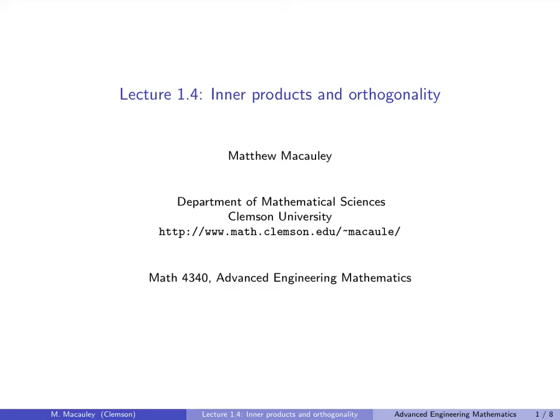Welcome to Lecture 1.4, Inner Products and Orthogonality. Thus far in this class, we've introduced the notion of a vector space and related concepts. Now, a vector space consists of a set of vectors that is closed under addition and subtraction and scalar multiplication.